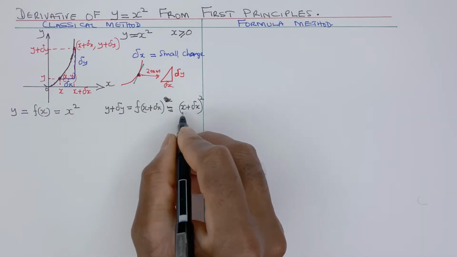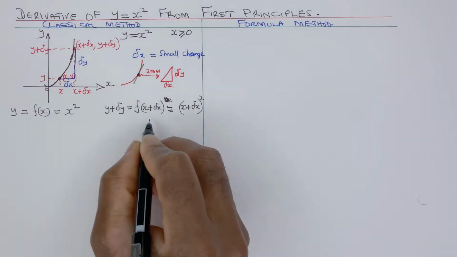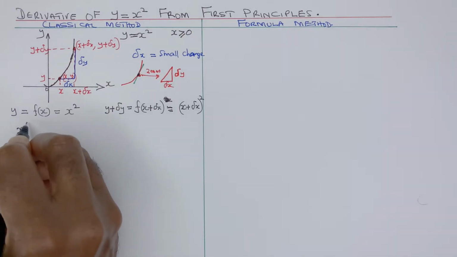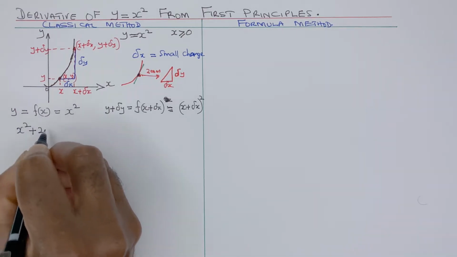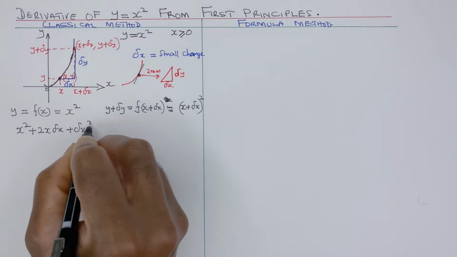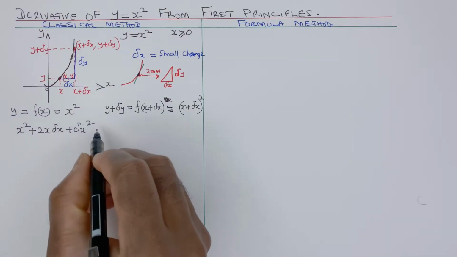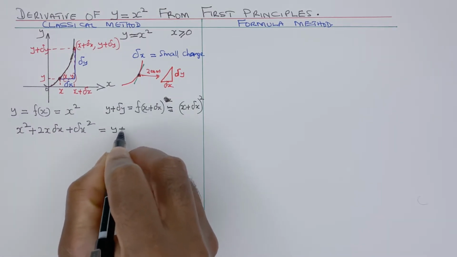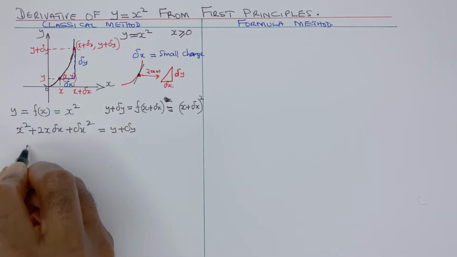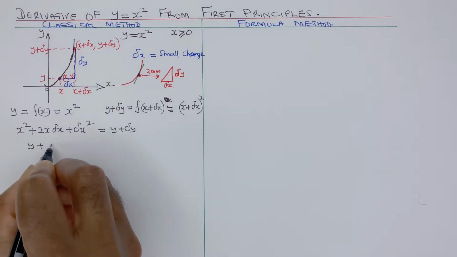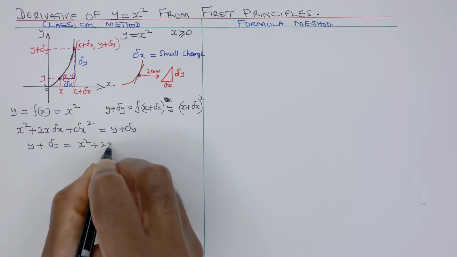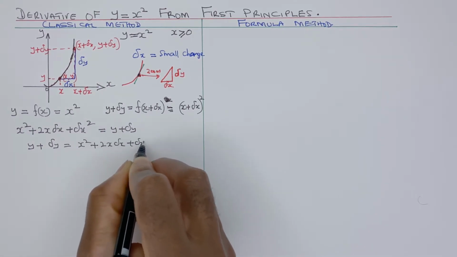Now we want to expand that. The expansion of that is going to be x squared plus 2x delta x plus delta x squared. So that's equal to y plus delta y. Or let me put it this way: y plus delta y equals x squared plus 2x delta x plus delta x squared.